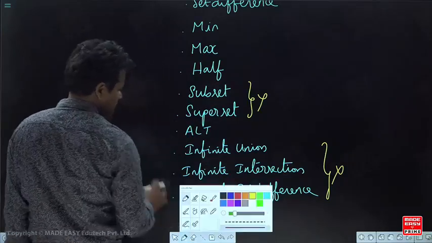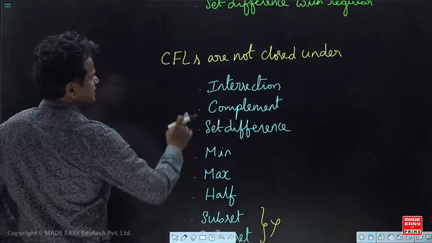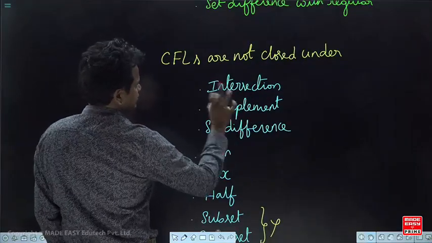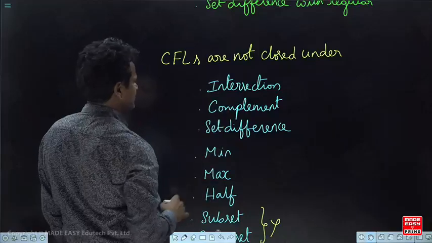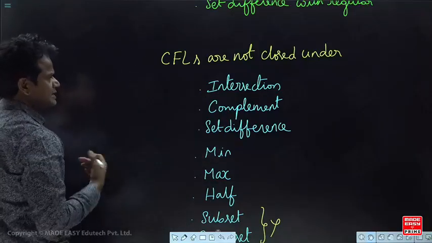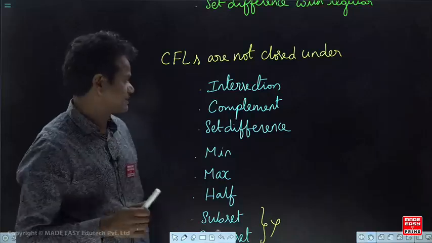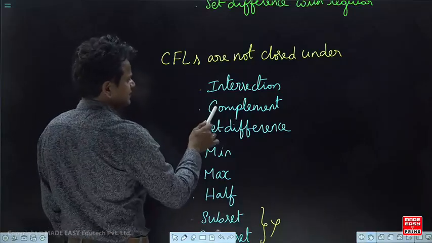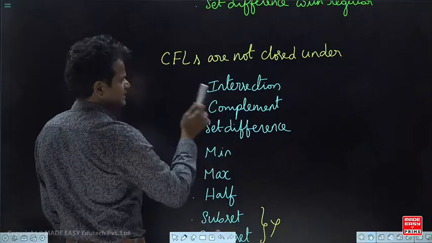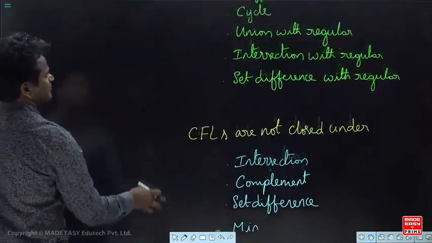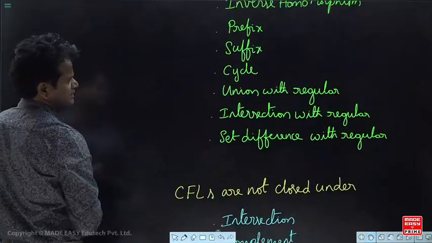Now come back. Remember, if L is context free, the complement of L may or may not be. But if L is DCFL, its complement is also DCFL. Only that difference. L is CFL, complement may or may not be. If L is DCFL, complement is also DCFL. Now look at this, guys.